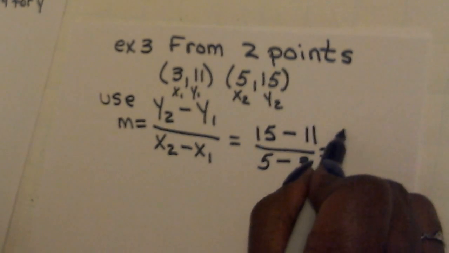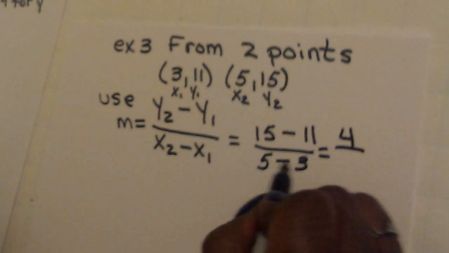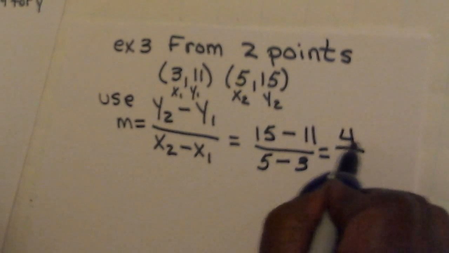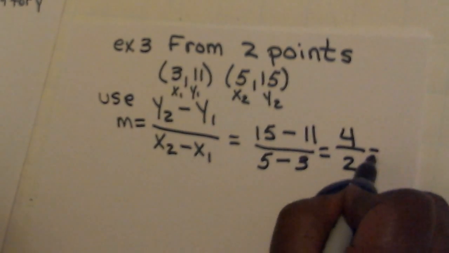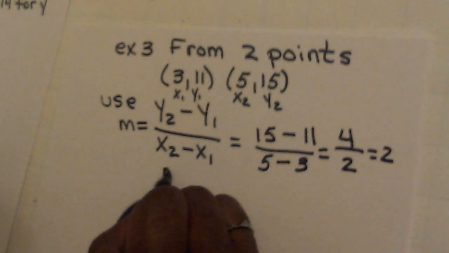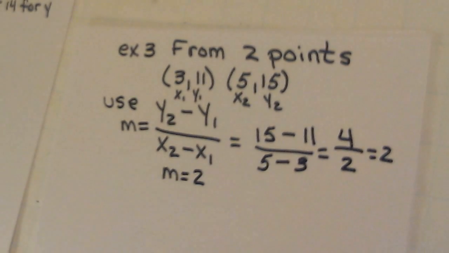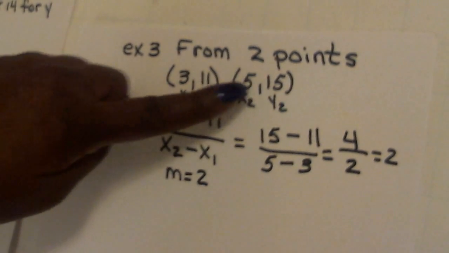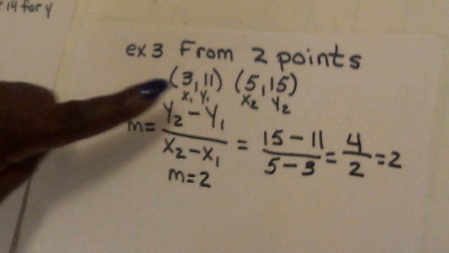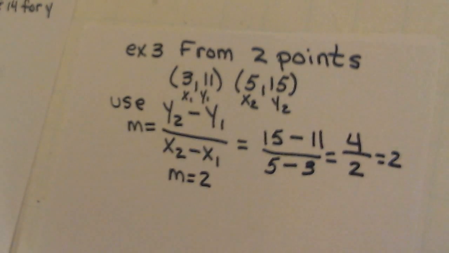15 minus 11 is 4. 5 minus 3 is 2. 4 divided by 2 is 2. So m equals 2. My slope is 2. So now I have the slope, and I have 2 points. So I can pick either point and do like we did in example 2. I'll have the slope and 1 point.